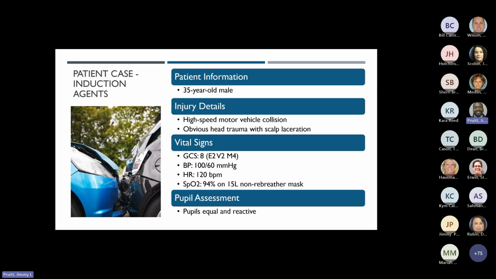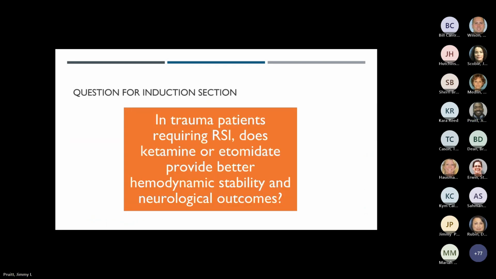We have a 35-year-old male who was involved in a high-speed motor vehicle collision. He has obvious head trauma with a scalp laceration. His vital signs: GCS of 8, E2 V2 M4, blood pressure 100 over 60, heart rate 120, and SpO2 of 94% on a 15-liter non-rebreather mask. The pupils were equal and reactive at the time.